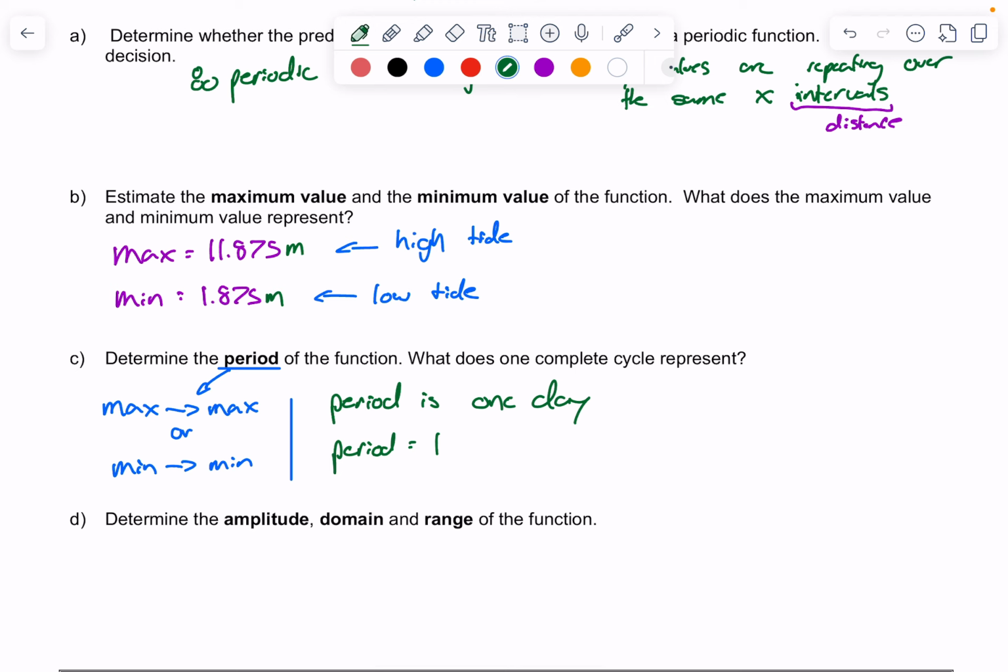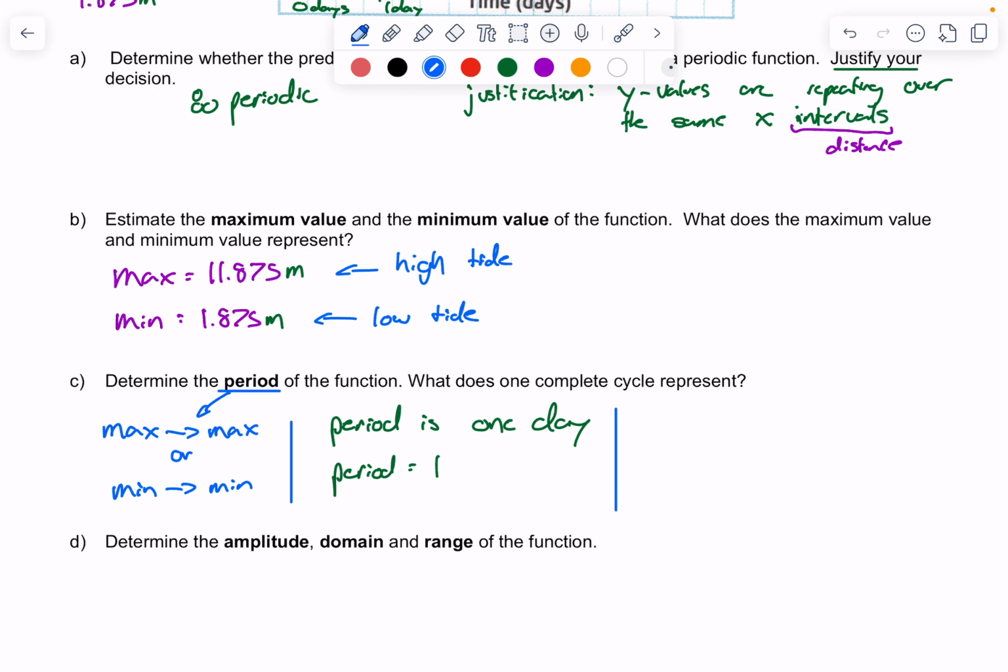And what does one cycle represent? Think back to my analogy of what I was doing with the breathing. A cycle is like you taking a breath in, breathing out, and then when you go to take your next breath in, that's you starting the cycle again.